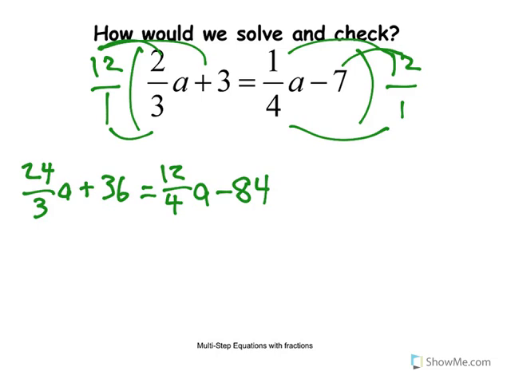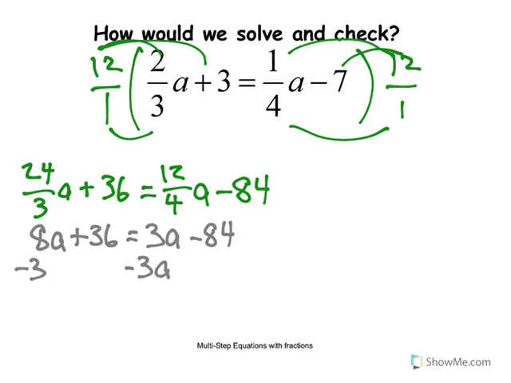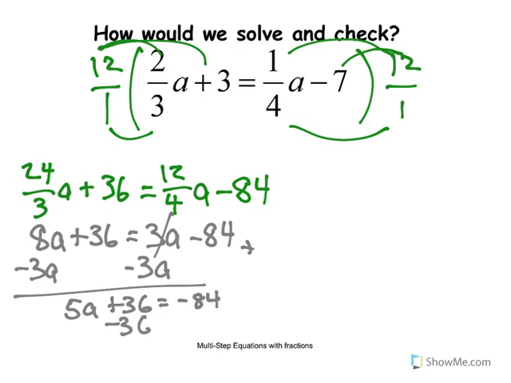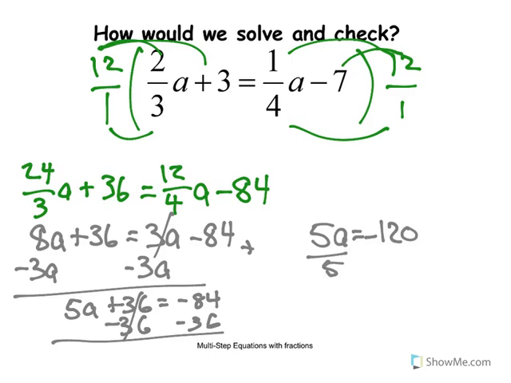All right, so 24 thirds is really 8a. 12 fourths is really 3a. So now it's a typical equation with variables on both sides, right? I want to eliminate my smallest variable term, so I'm going to add negative 3a on both sides. So that's 5a plus 36 equals negative 84. So that's 5a equals negative 120. Now I'm going to divide both sides by 5, and I get a is equal to negative 24.